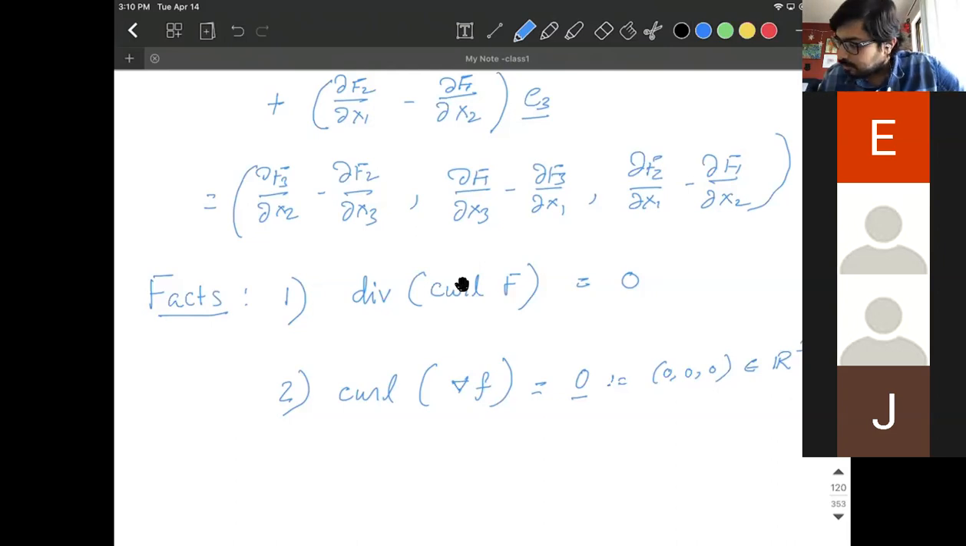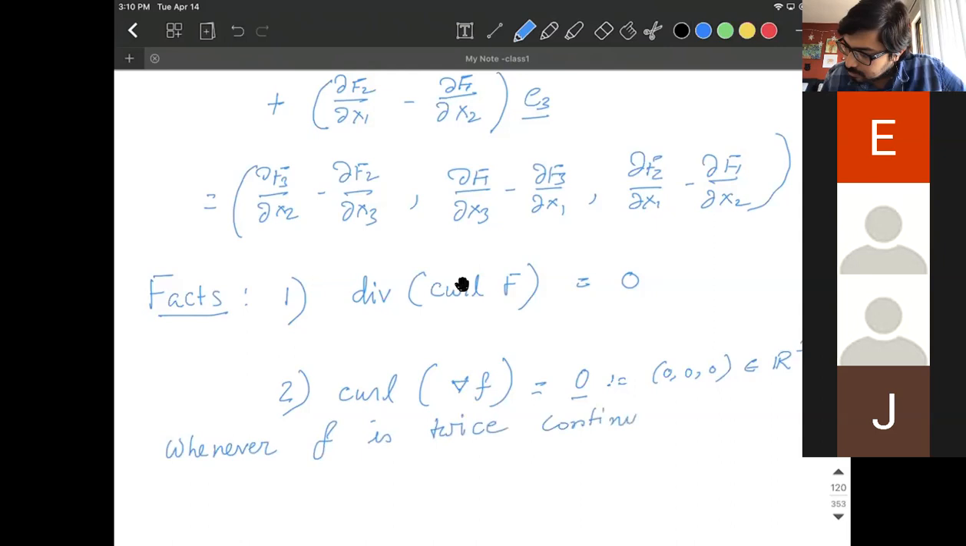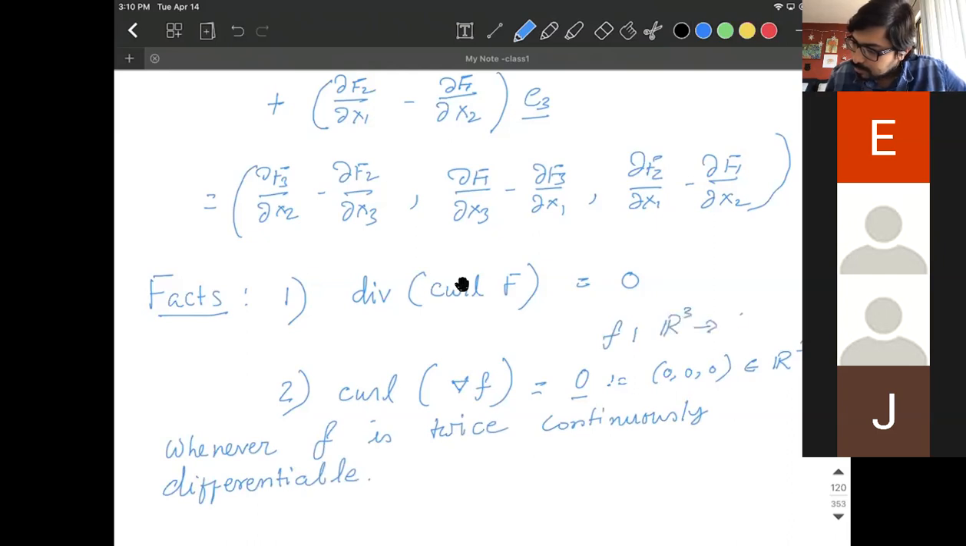So we need the following condition whenever F is twice differentiable. In this case, F is a function from R3 to R. So it's a scalar field defined from R3 to R.